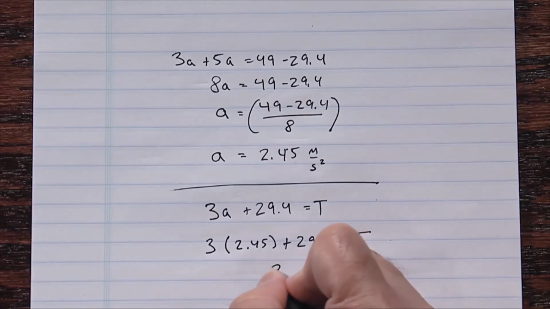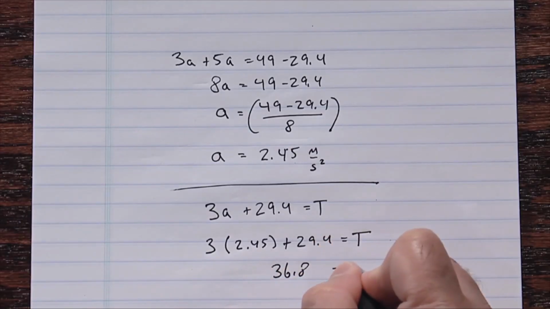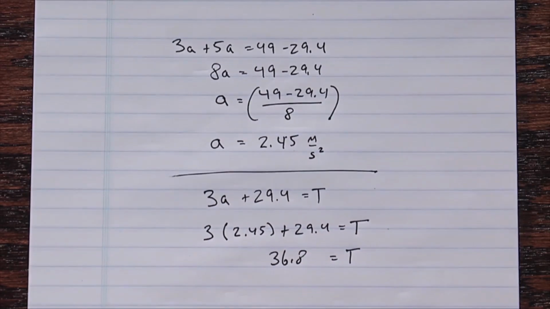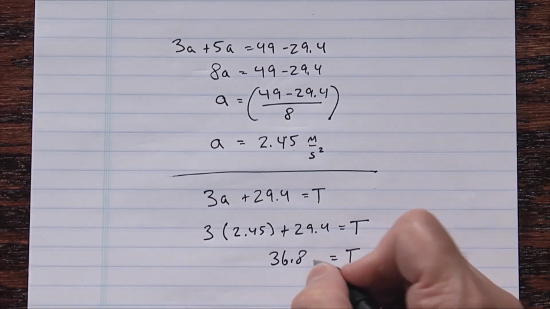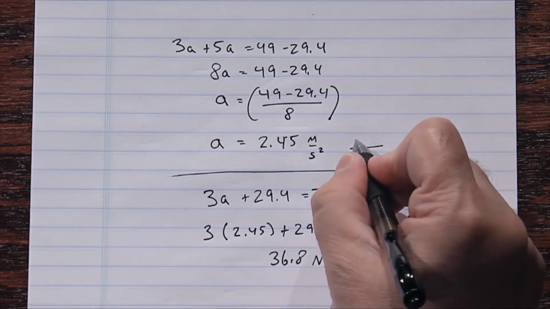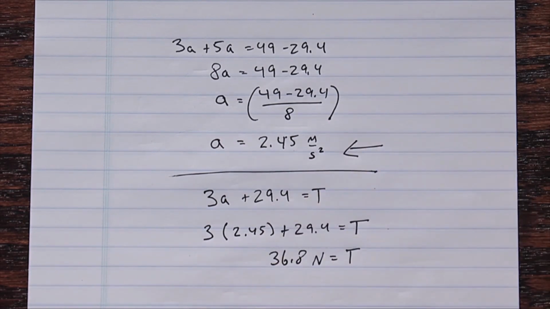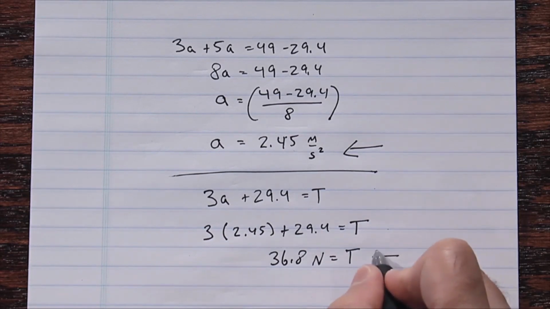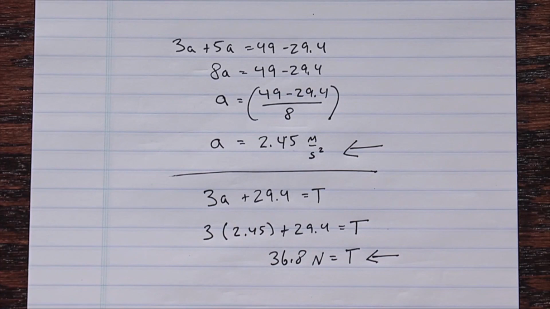Three times 2.45 plus 29.4 is equal to 36.8 equals T. And we know that our units, since T is a force, must be newtons. So 36.8 newtons is equal to the tension. And we've answered both of the questions we were asked. The acceleration is 2.45 meters per second squared, and the tension is equal to 36.8 newtons.